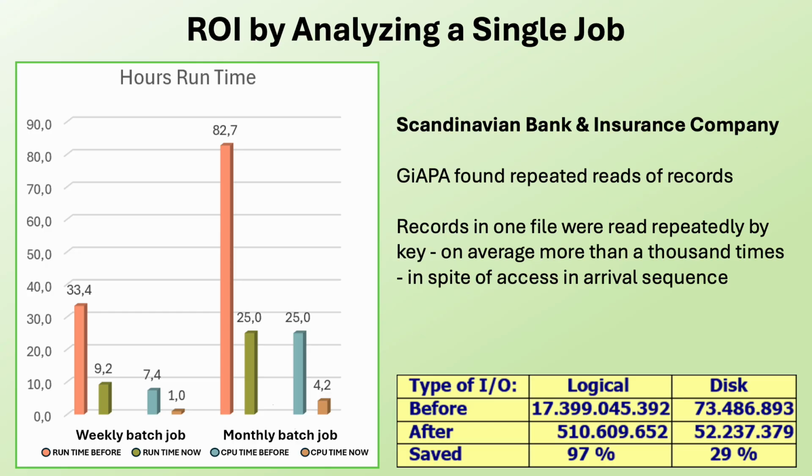This particular job had been running and frustrating for years. GiAPA gave the customer an immediate ROI by changing the runtime of a monthly job from 83 to 25 hours and reducing the CPU time used by 21 hours.